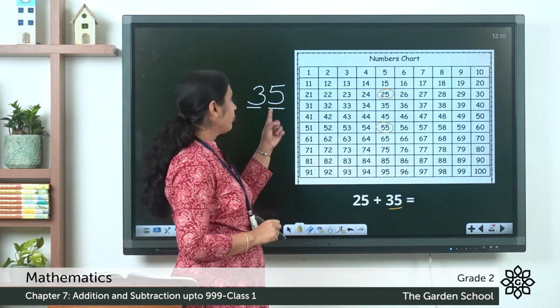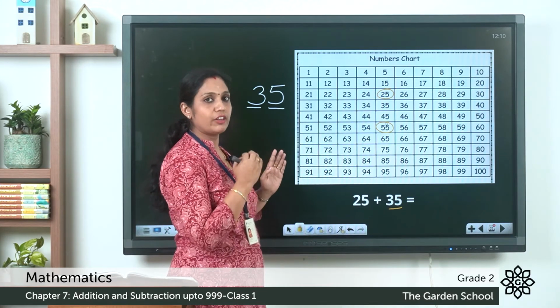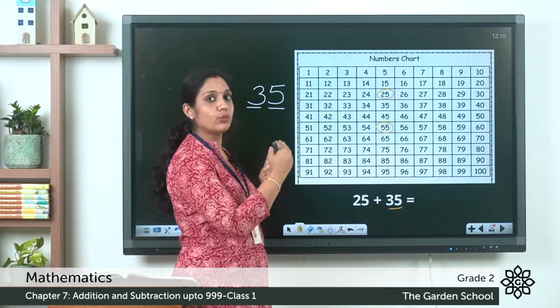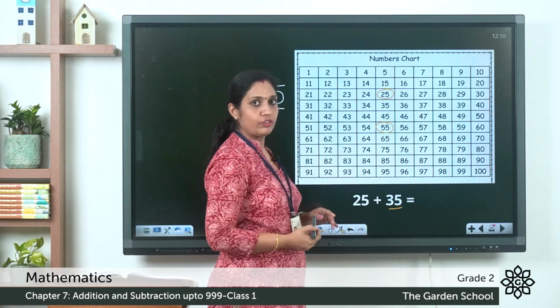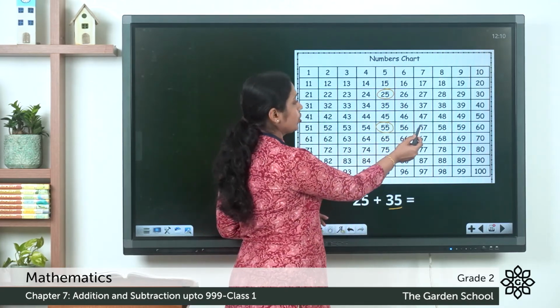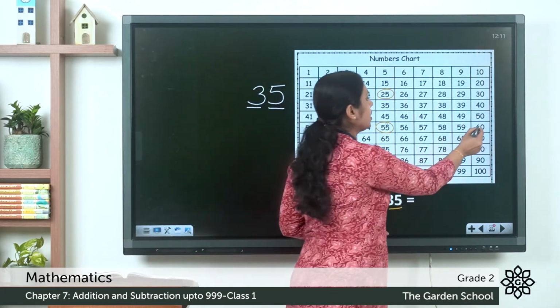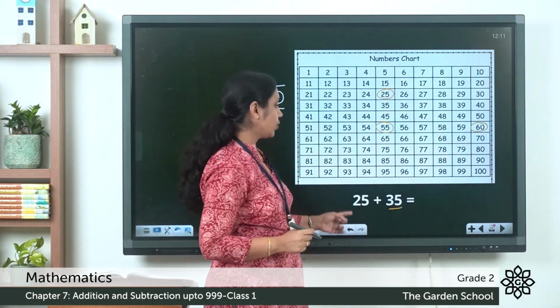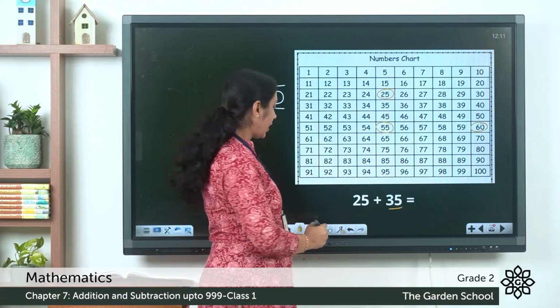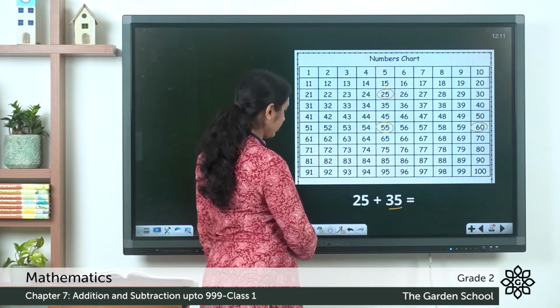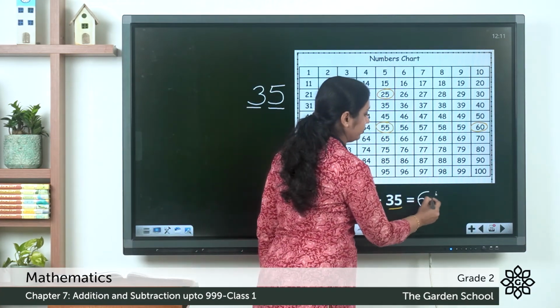We have 5 ones in that. So those 5 ones, that is 5 steps we have to move right from 55. So 1, 2, 3, 4, 5, and we reach the number 60. So what is the answer? 25 plus 35, it is 60.